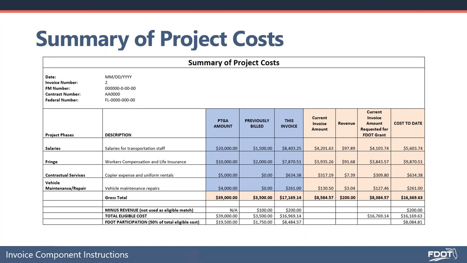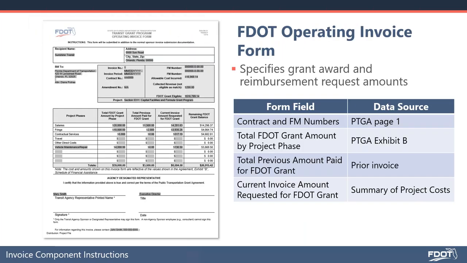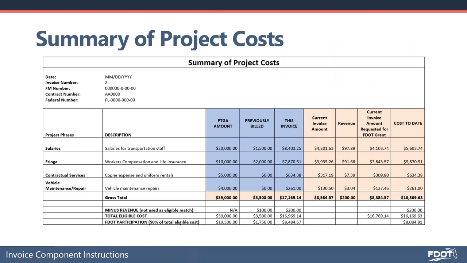You're probably wondering what's going on with this color coding. The blue fields are the ones where you want to put in your information. The yellow-orange fields are already calculated for you. So you're only going to plug in the columns that say PTGA amount previously billed and this invoice. Then you take the column that says current invoice amount requested for FDOT and bring it into this page, which is the fourth column from the right, where it says current invoice amount requested from FDOT. So the titles match, yes, the two columns.